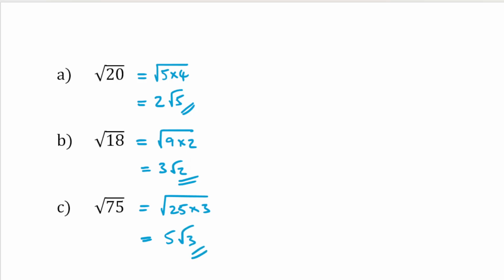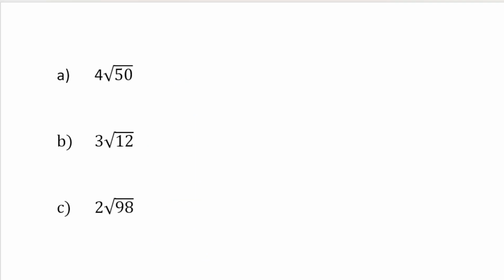Okay, let's just do a couple more examples, but this time a little bit more complicated. We've got 4 root 50. I can split up 50 to be root 25 times 2. The square root of 25 is 5. So this is 4 times 5 root 2, and that will be equal to 20 root 2. Okay, 20 root 2.